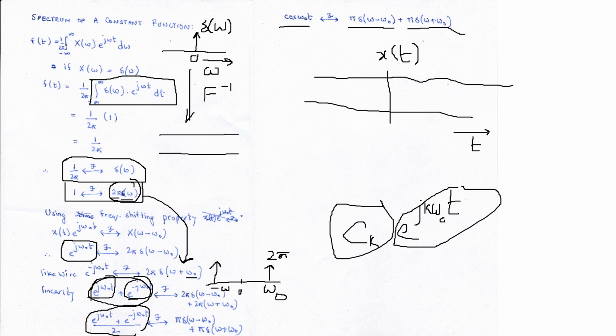And now by applying these properties of Fourier transform, we know that this thing can be transformed into frequency domain. We are going to have an impulse, okay, with weight pi.